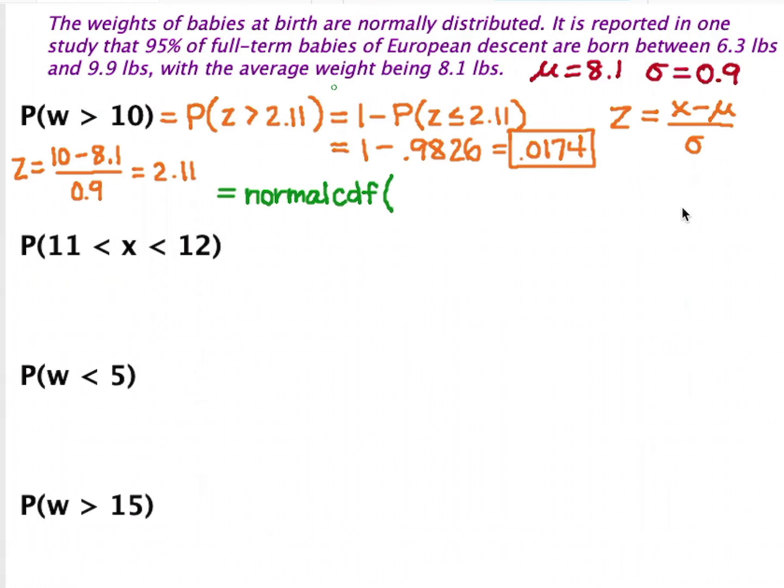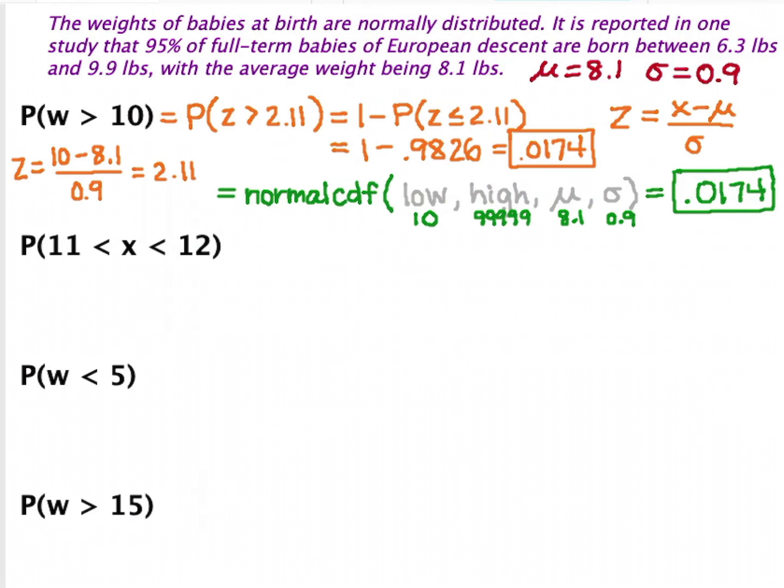0.0174. Isn't that beautiful? So we found that same answer without having to deal with z-scores or the table. Once again, we want to do the low, comma, high, comma, mu, comma, sigma. That's the entries that we're looking for. So in this example, I went the low as 10, the high as 99999. Mu is 8.1 and sigma is 0.9, and it just spit out the right answer. So easy.